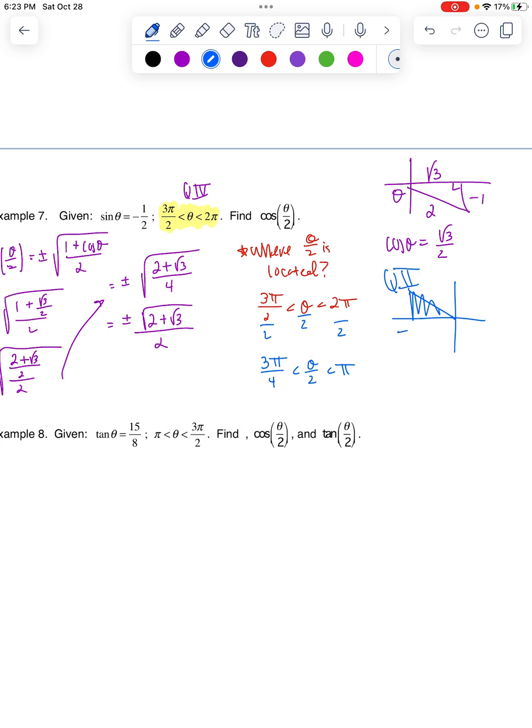So in this case, we have a negative cosine. So in this case, our final answer is going to be negative. So then we have a negative root 2 plus root 3 all over 2. And that is our final answer. So in some problems, we're going to have to manipulate our original location of the theta in order to find wherever our half angle is located.